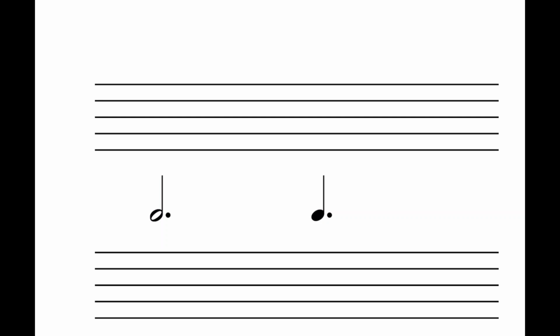On the left, you can see our dotted half note. A half note in 4/4 gets 2 beats, and the dot adds half of that, so half of 2 is 1, meaning that we add those two together, and that gets us to 3 beats for a dotted half note in 4/4. On the right, you'll see a dotted quarter note. So in 4/4, again, the quarter note gets 1 beat, and the dot adds half of that, or half a beat. So 1 beat plus a half beat is 1.5 beats for the dotted quarter note.